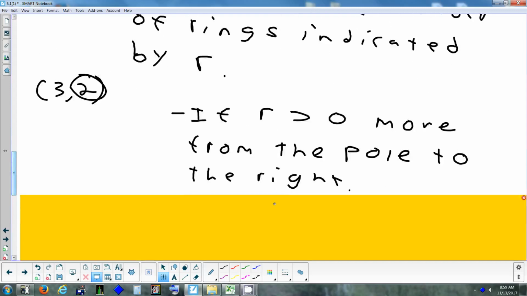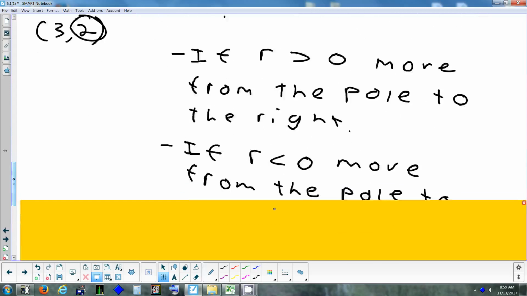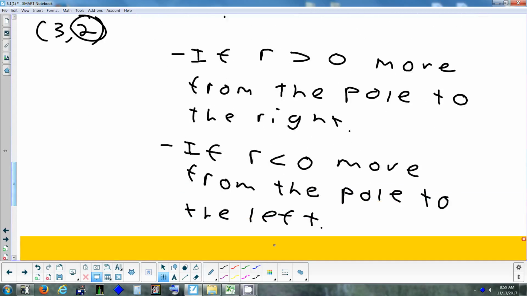What do you think you would do if r is negative? You would move to the left. So if r is less than 0, you move to the left.